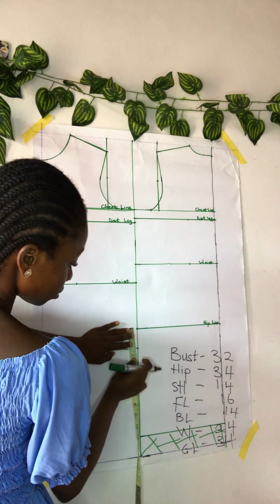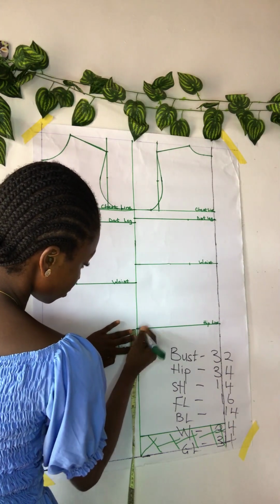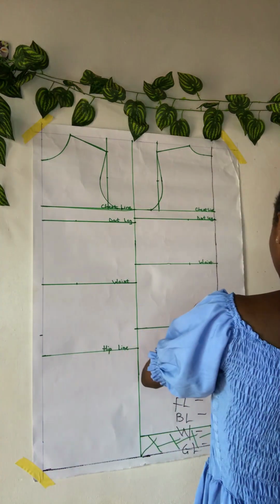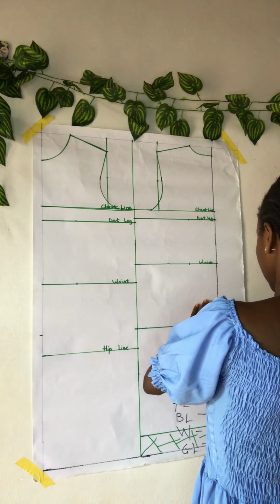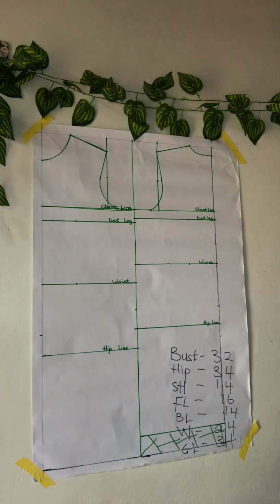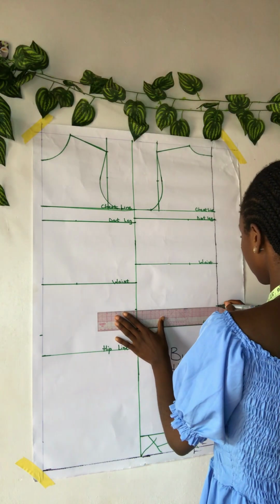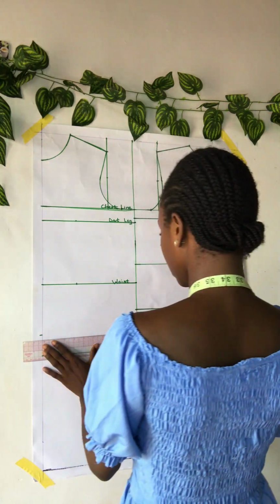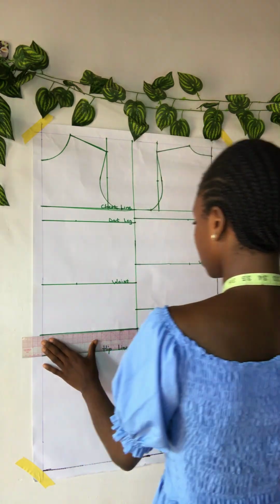All right, so from our hip line, we're going to be going up by 2 inch, because our dart is not going to get to our hip line. So we're going to be going up by 2 inch both at the front hip line and at the back hip line. So after doing that, just rule out your line. Make it straight, because your dart cannot get to your hip line.